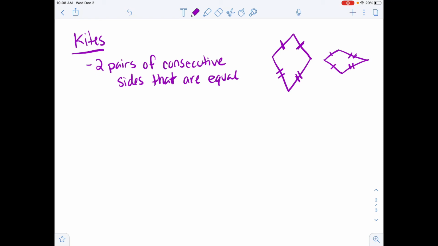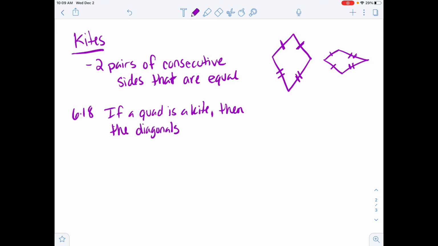All right, so we have 2 theorems with kites. We have 6.18. And that says if a quad is a kite, then the diagonals are perpendicular. What's perpendicular mean? They meet at 90 degrees.